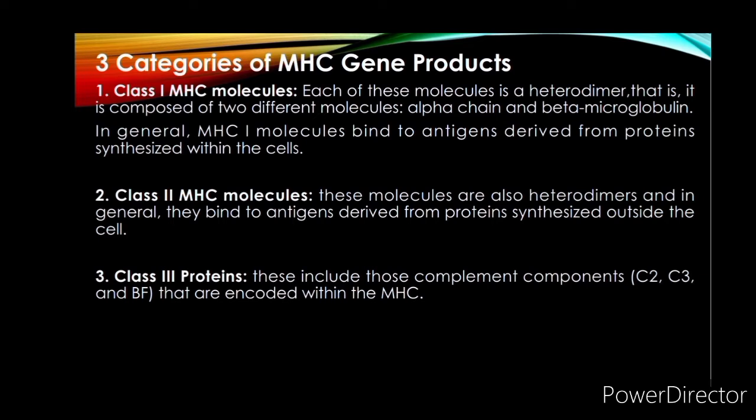These include the complement components C2, C3, and factor B, that are encoded within the MHC. Genes for tumor necrosis factor, the TNF, and lymphotoxin, the TNF-beta, are also encoded within the MHC. Although genetically linked to class 1 and class 2 antigens, class 3 molecules and the cytokine genes do not act as histocompatibility or transplantation antigens.